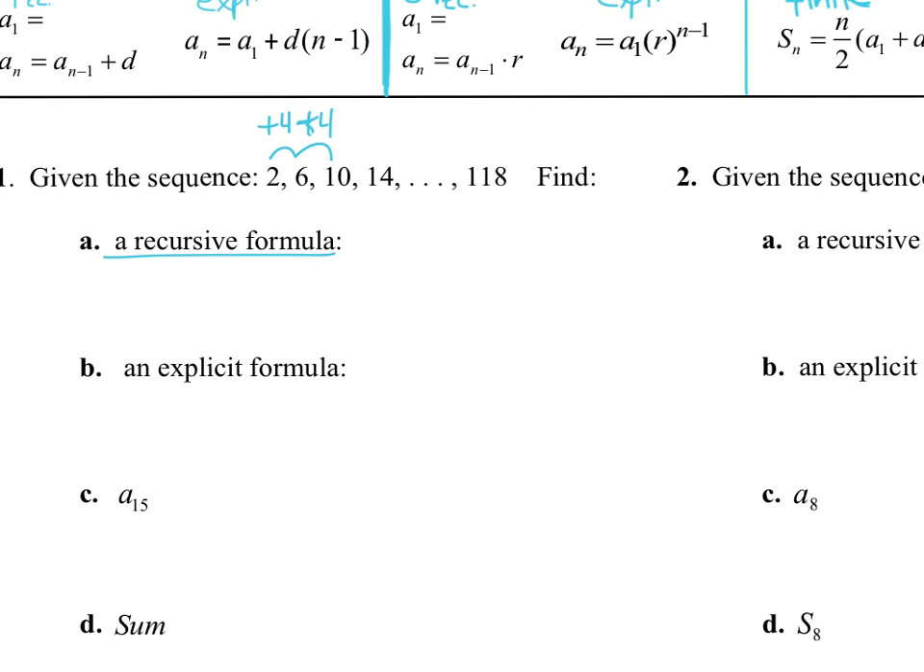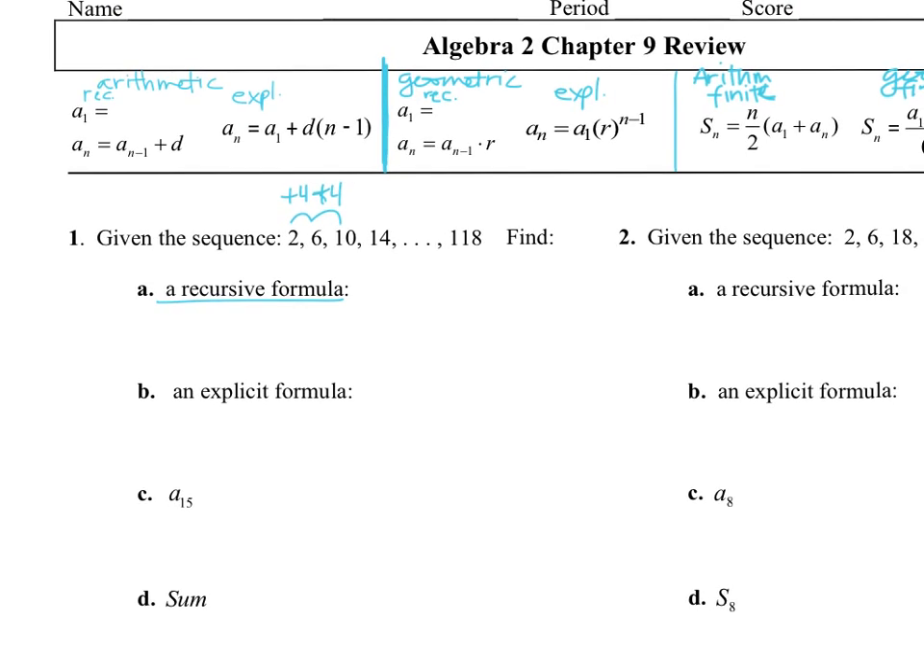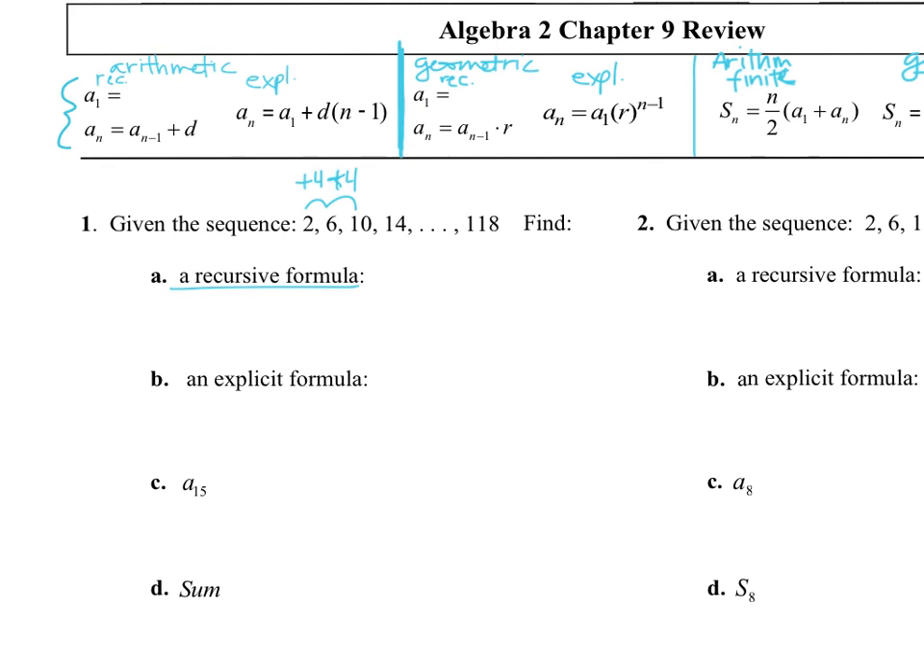They ask for a recursive formula, and if you notice right up here, recursive formula always has 2 parts to it. It has the a sub 1, which is your first term, and in this, the first term is 2. And then the second part of it, you're going to have a sub n, just like you see up here. And remember, this part never changes. So a sub n equals a sub n minus 1, and then it's plus your common difference. Well, our common difference is 4. So that would be our recursive formula here.